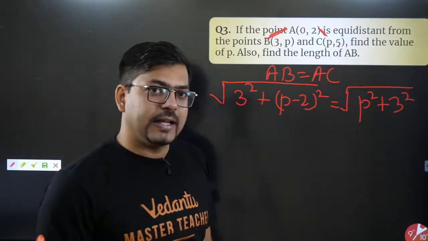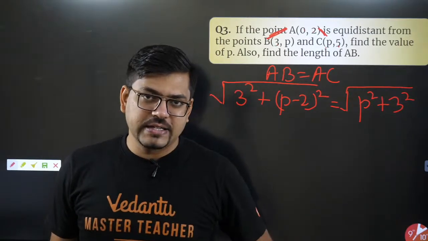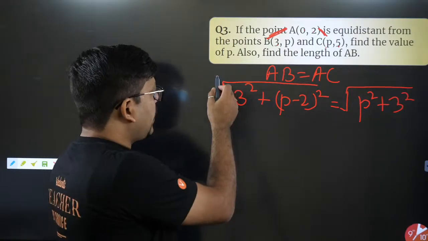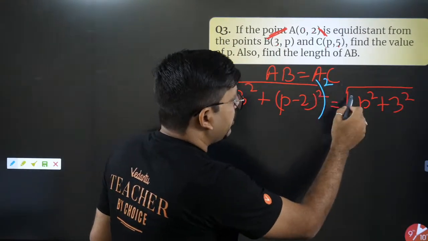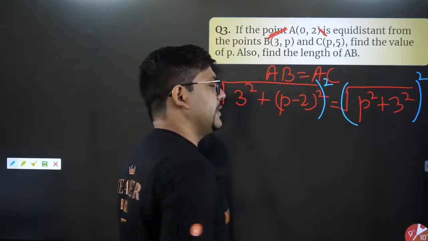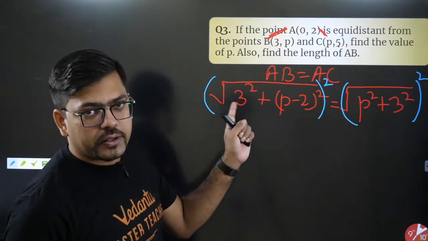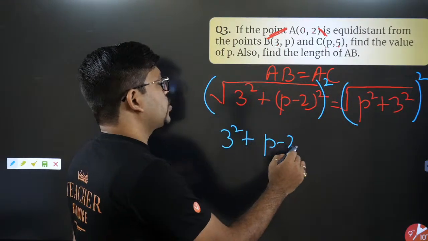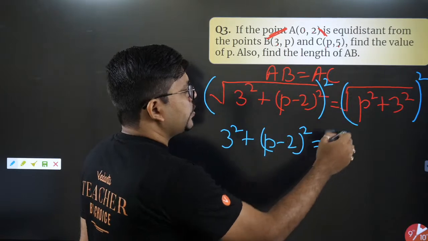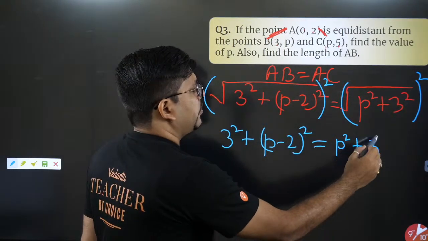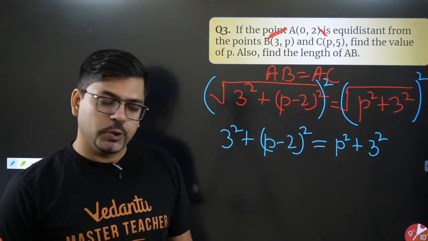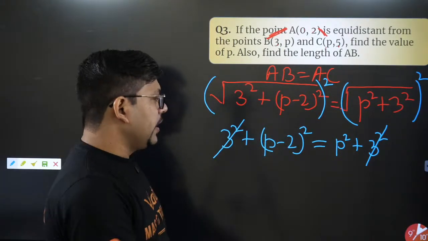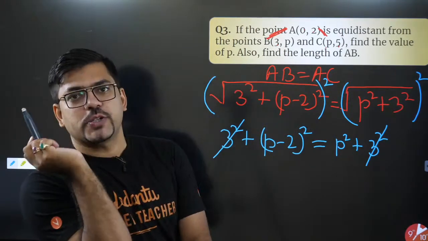Are you able to understand that both the sides root will get cancelled if we square both sides? So I'm just directly cancelling it. Since we will do squaring both sides, here also and here also, we can cancel the root. Okay, so let's write this one directly. 3 square plus p minus 2 whole square equals to p square plus 3 square. Cool. Very easily you can understand that this 3 square is gone. Okay. Now we have p minus 2 whole square equals to p square.